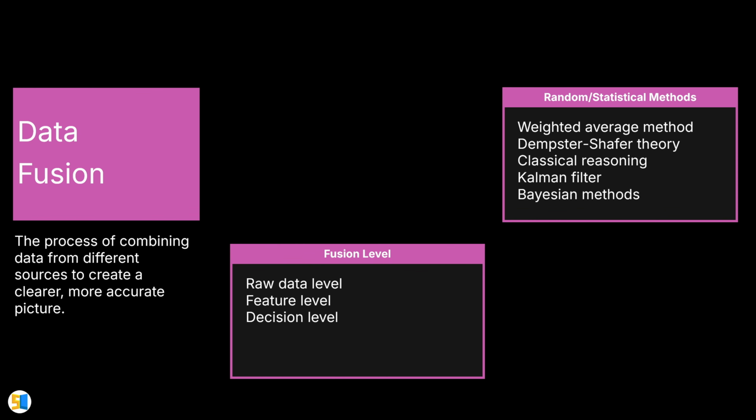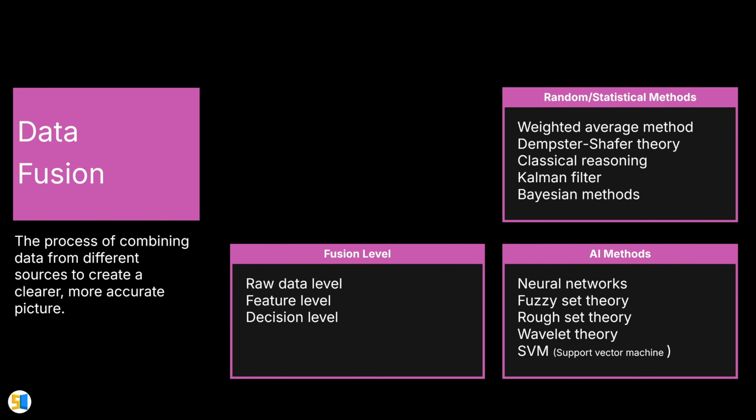First are the random methods. They are applicable for raw data level, feature level, and decision level fusions. We have the weighted average method, which averages data based on importance. Dempster-Shafer theory deals with uncertainty. Kalman filters track and predict changing values, and Bayesian methods update predictions based on new data.